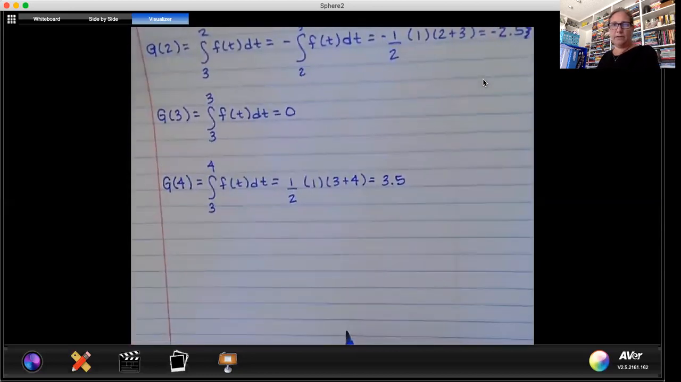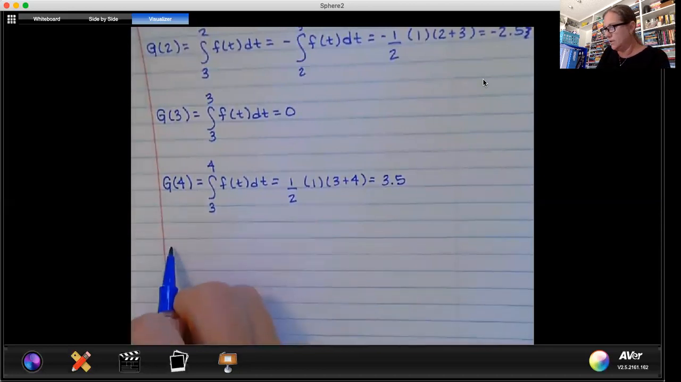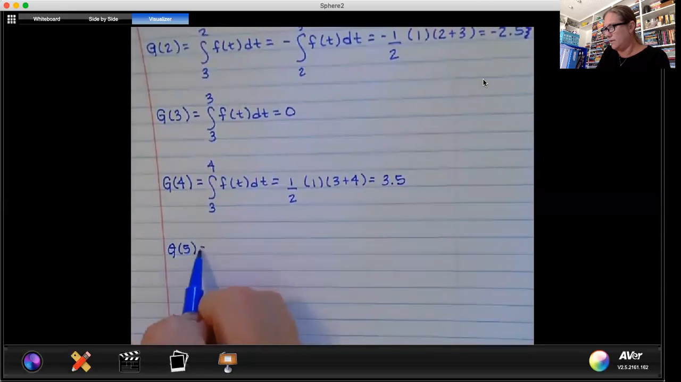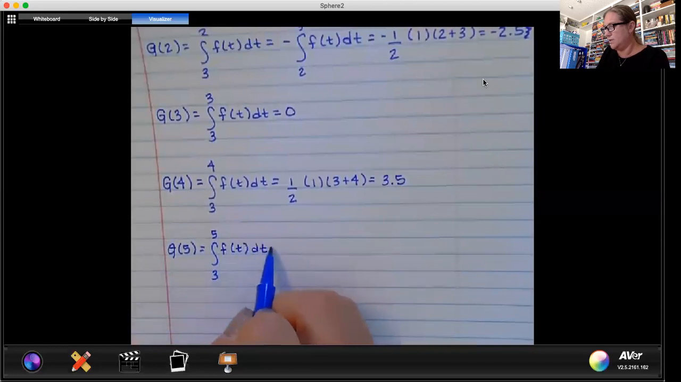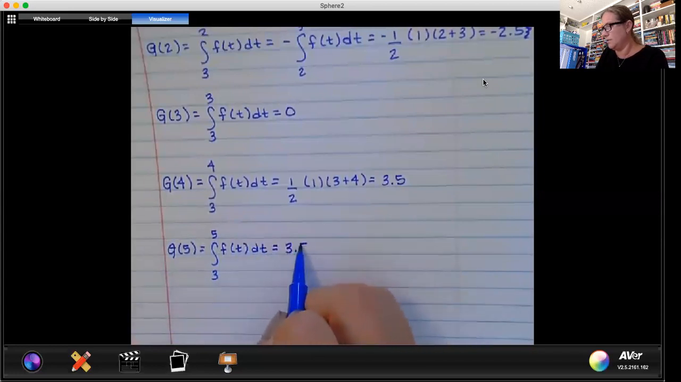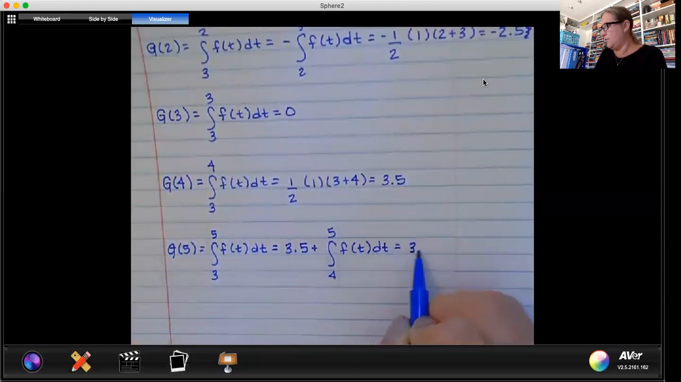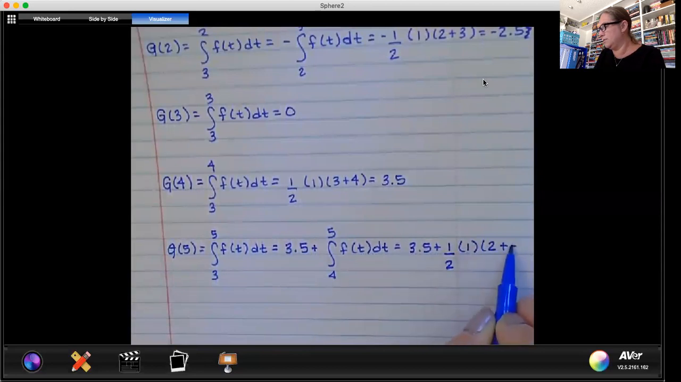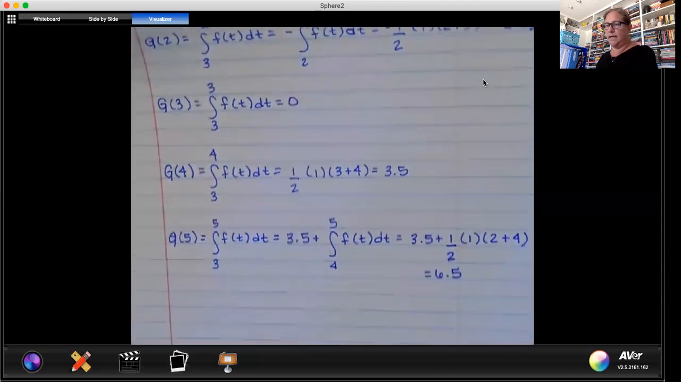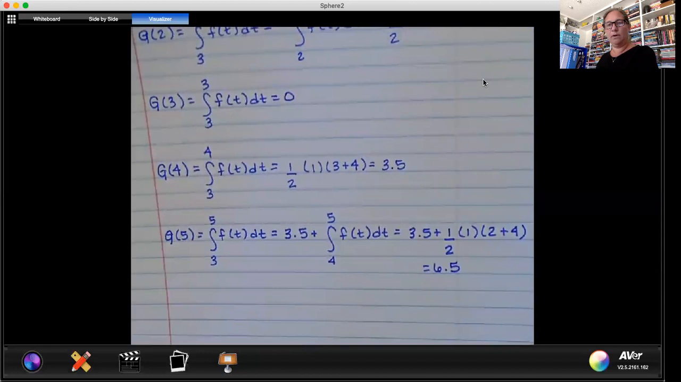Last one we'll do together, and then I'll give you a chance to pause your video, work out the rest, and then see your answers. We have g of 5 is the integral from 3 to 5 of f of t dt. I'm going to use the accumulation function here. I'm going to use the prior value plus the integral from 4 to 5, which is going to give me 3.5 plus that trapezoid 1/2 times 1 times 2 plus 4, which is 6.5. So if you want to pause your video and work 6 through 10, you are welcome to do so.